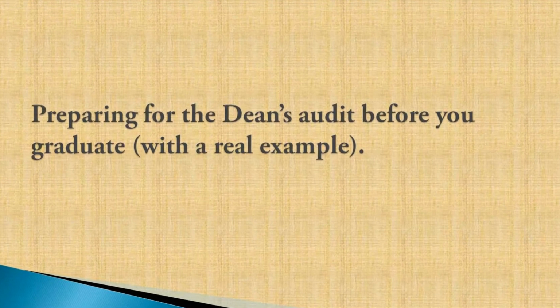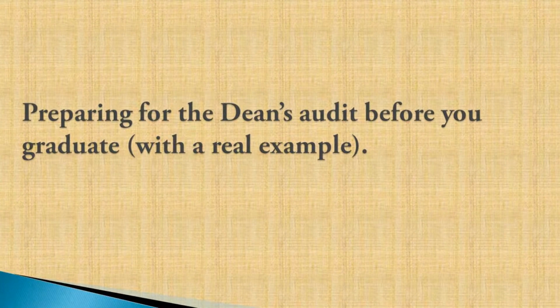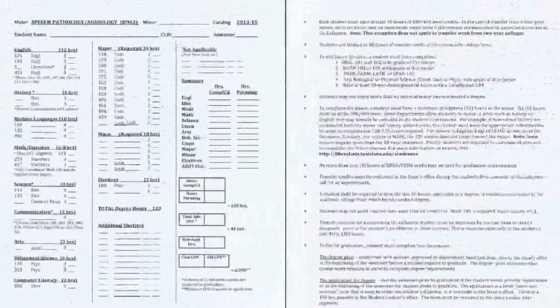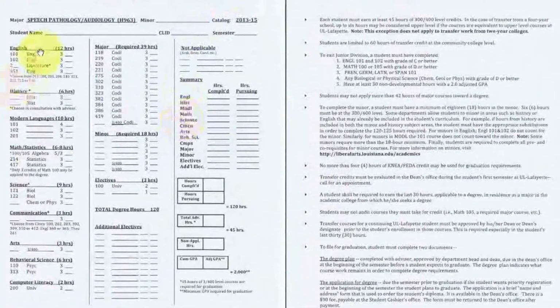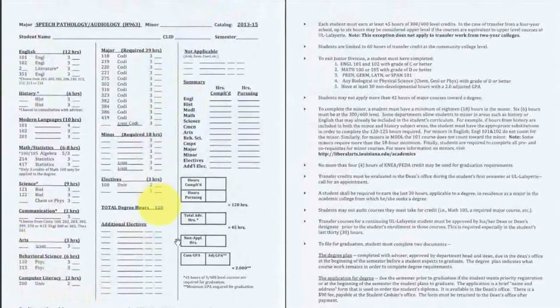Next, I pulled up here what I call the CODI audit sheet. This is the sheet that lists all the courses as you take them.